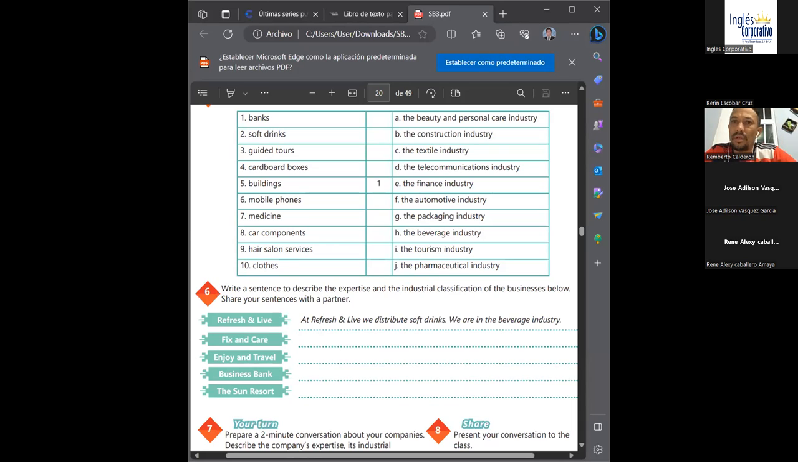Business part. Esa sería the finance industry. La letter E. Letter E. No, it's business bank. Business bank. Okay. Yes, esa era. We distribute so bank. Es que no tendría que ser business bank. Tendríamos que colocar otra palabra. Okay. Tendría que ser at business park.